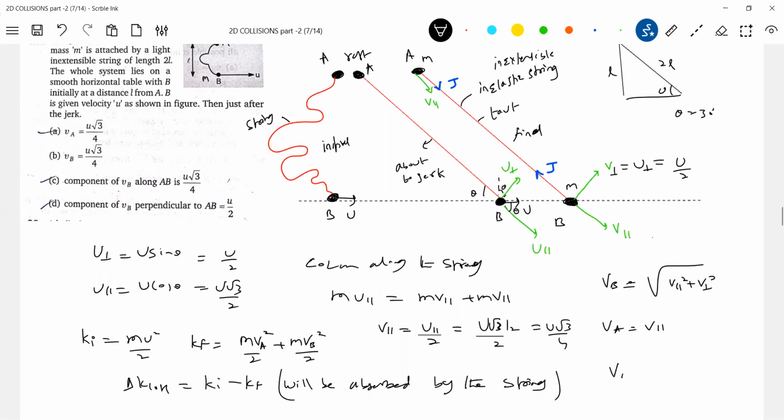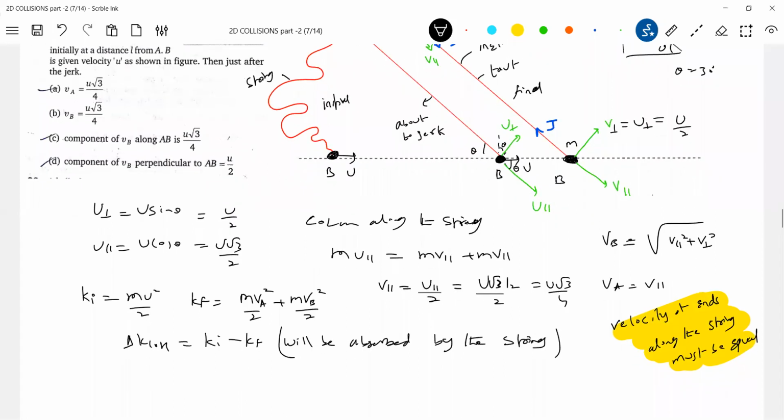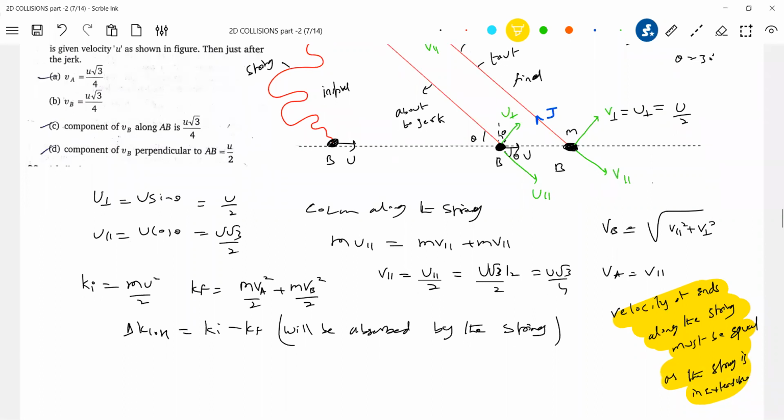Constraint equation: the velocity of the ends along the string must be equal. I'll write it in the corner here. Velocity of ends along the string must be equal. Reason for that? The string is inextensible. So this is a major idea of the problem.